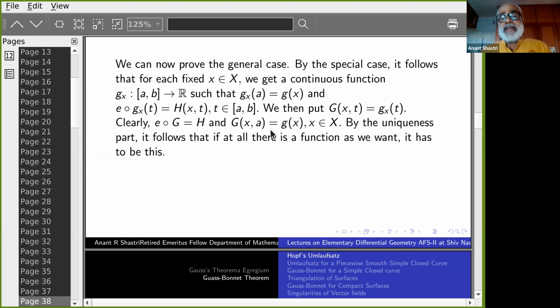Okay, and g of x, a is g_x by very choice here. So by uniqueness of the path, it follows that this function is the function that we are seeking. The only thing is we have not proved that g is continuous. What we know is when you fix x, it is continuous. So from each interval to R, it is continuous. But as a joint function from X cross [a,b] to R, why should it be continuous?